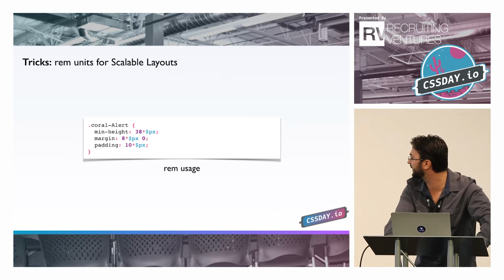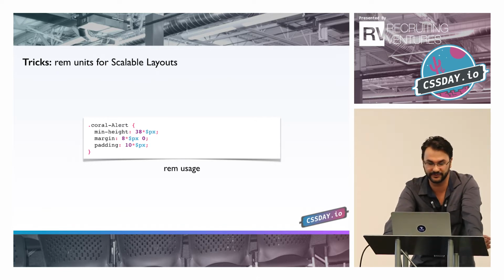So how does it actually come together? Well, we have pixels as we normally would use them, but instead of writing 38 pixels, we write 38 times $px.